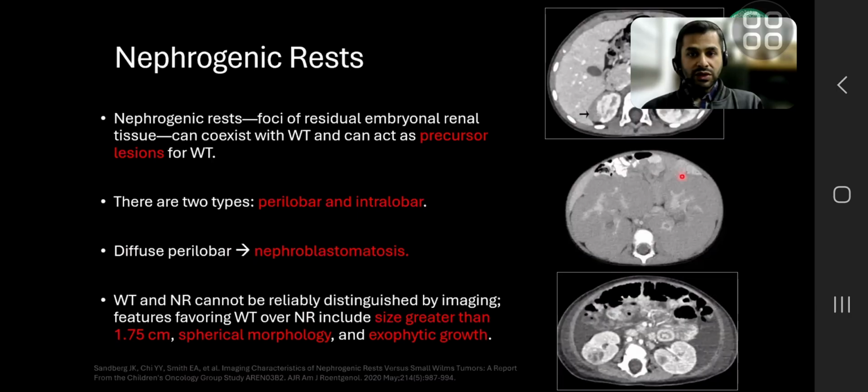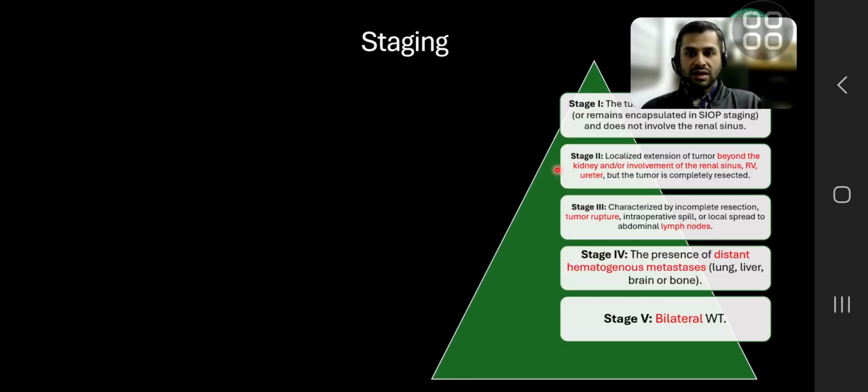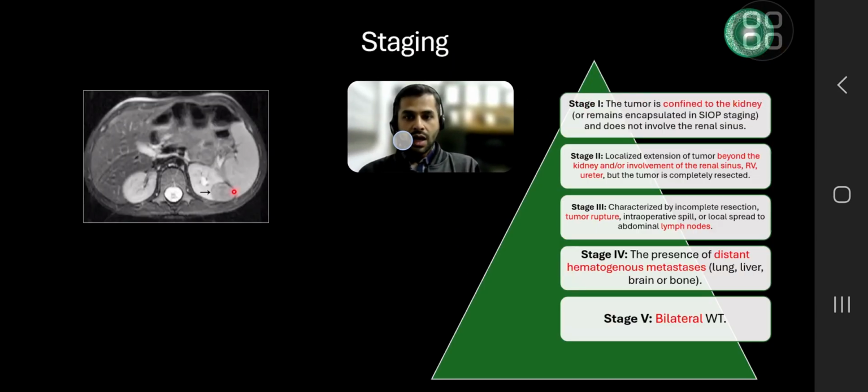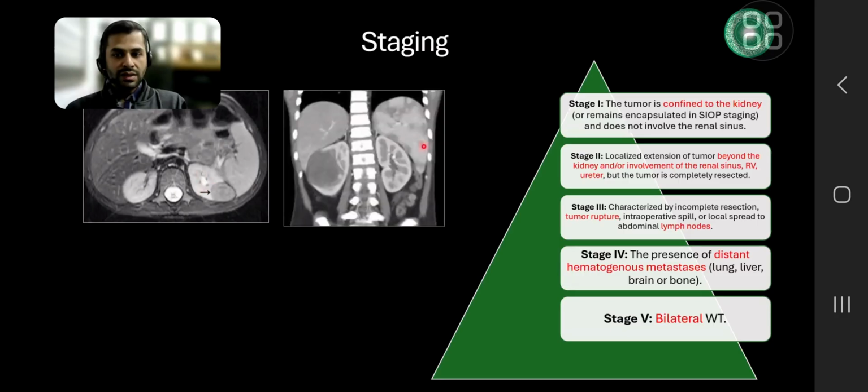So, staging of Wilms tumor. Stage 1 is when the lesion is confined to the kidney and does not involve the renal sinus. Stage 2 is a localized extension of the tumor beyond the kidney or involvement of the renal sinus. Either the renal vein is involved or the ureter can also be involved. But the thing to notice is that the tumor is completely resected on surgery.